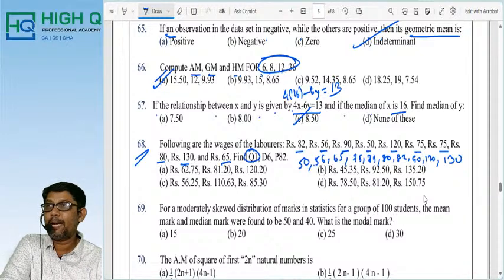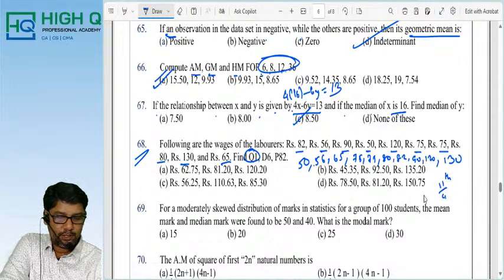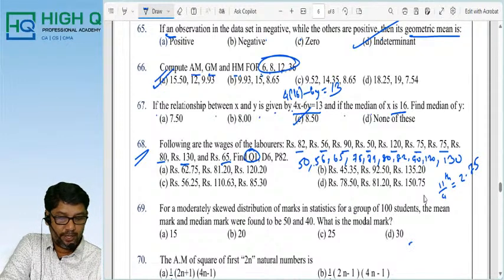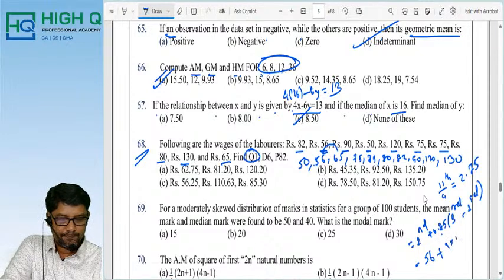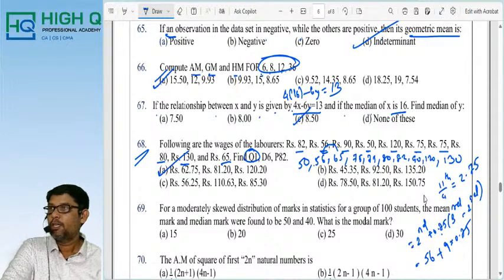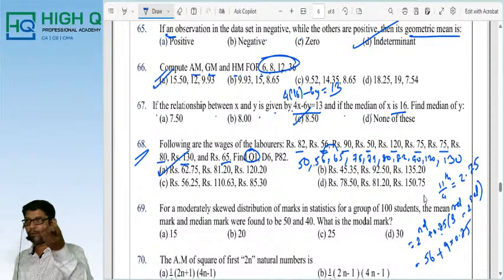Now they ask you to find Q1. What is Q1? It is the (n plus 1) by 4th observation. So 10 plus 1, 11 by 4th observation is 2.75. What is 2.75? Sir, second term plus 0.75 into third minus second. Now the second term is 56, plus 65 minus 56 is 9, 9 into 0.75. Is it 62.75? No need to find any other partition value because Q1 itself is the only option we have got.